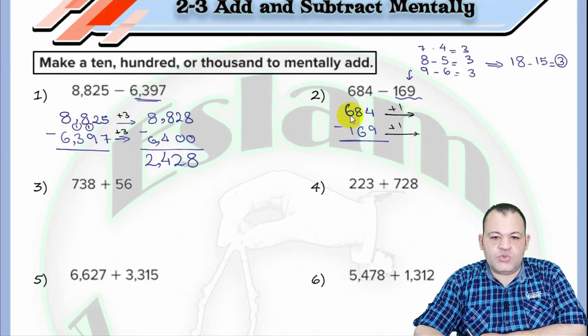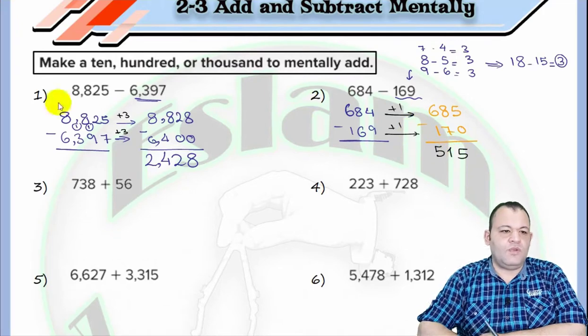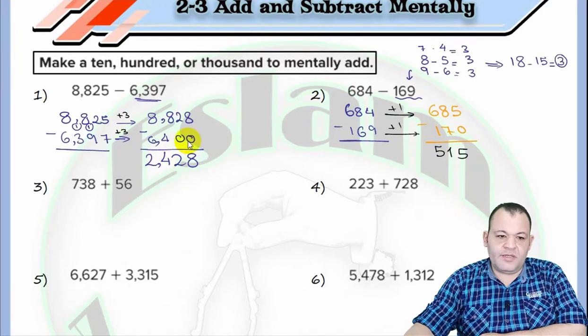If you add 1 to 684, it will be 685. And if you add 1 to 169, it will be 170. By subtraction, 5 minus 0 equals 5. 8 minus 7 equals 1. 6 minus 1 equals 5. What if you use mental math for adding?